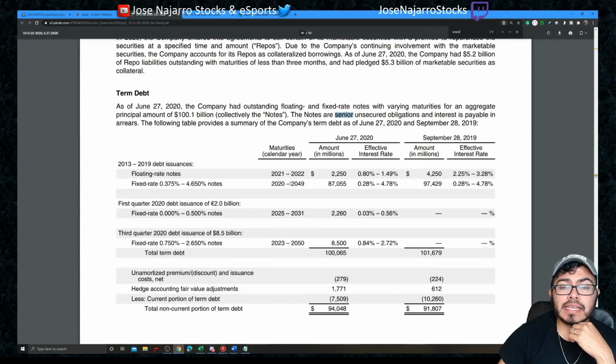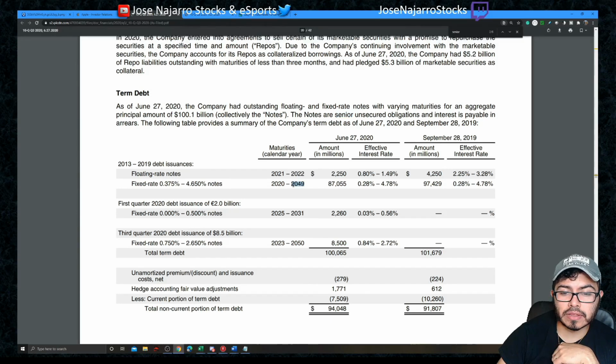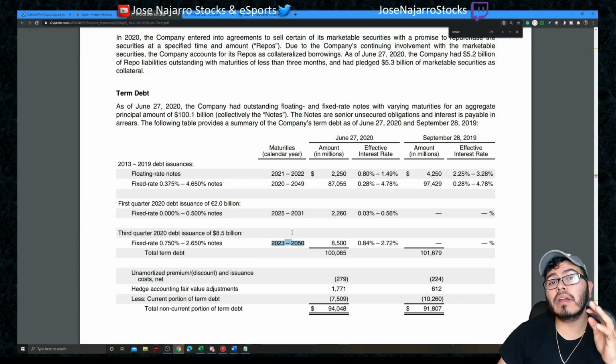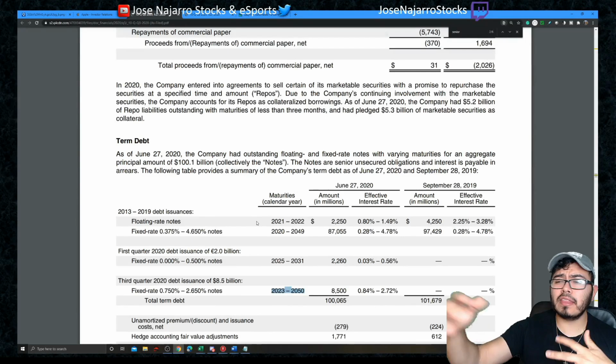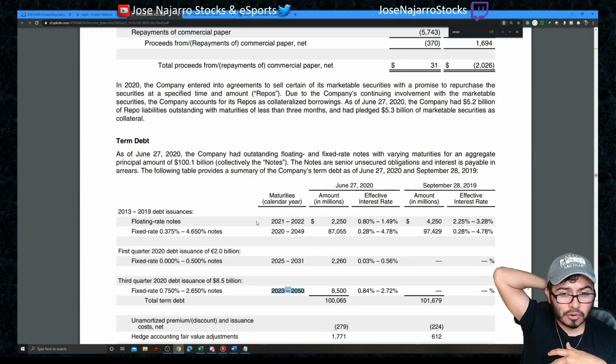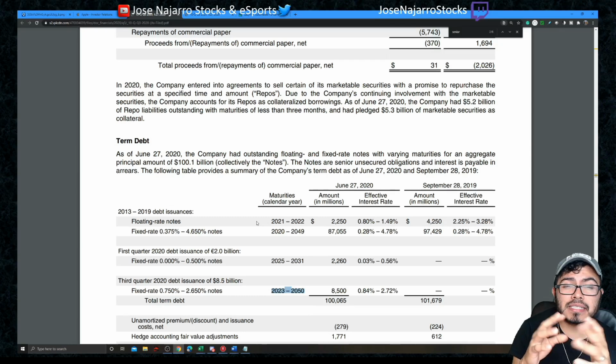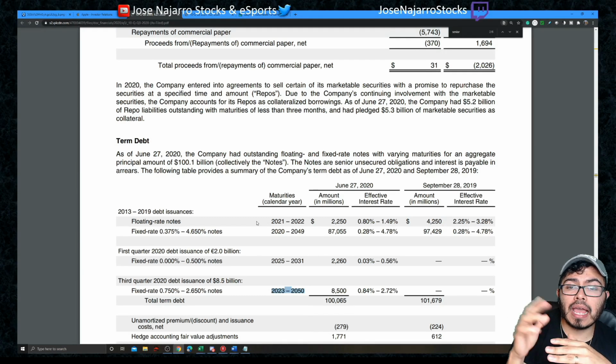But look, they have debt that's not due till 2040, some debt that's not due till 2049. They have debt due 2025 to 2031 with very low interest rates. Another one due 2023 to 2050. It's insane how far out it is. So if it's due within 5 or more years or further out, to me, it tells me it's not a big deal, because it's not really going to affect the cash right now, right?